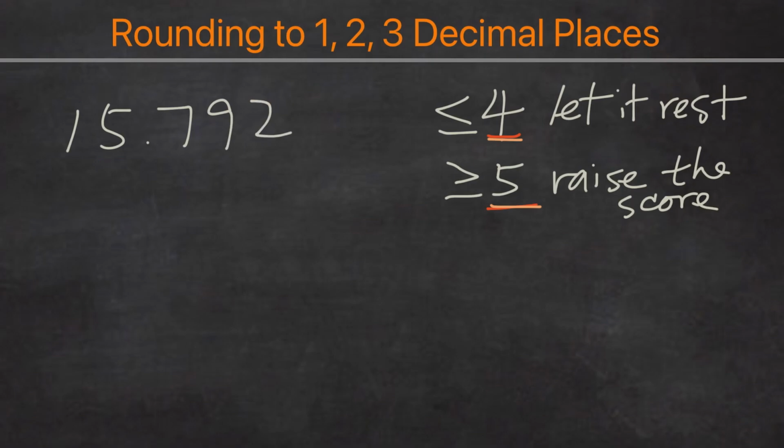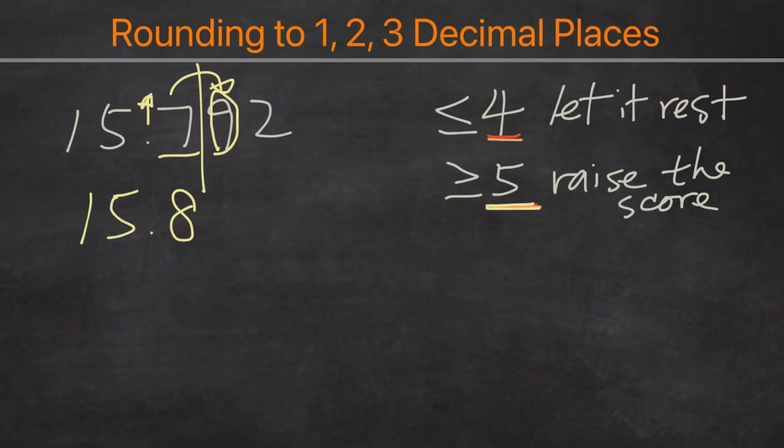Now let's try this one: 15.792. Again, rounding to the one decimal place. Let's draw a line here and look for the number to the right. In this case, the number is 9. Under the rule of rounding, the number 9 would fall under 5 or more, which is to raise the score. So we're going to raise 7 to 8 by 1, and the rest would be 0. And the final answer would be 15.8.